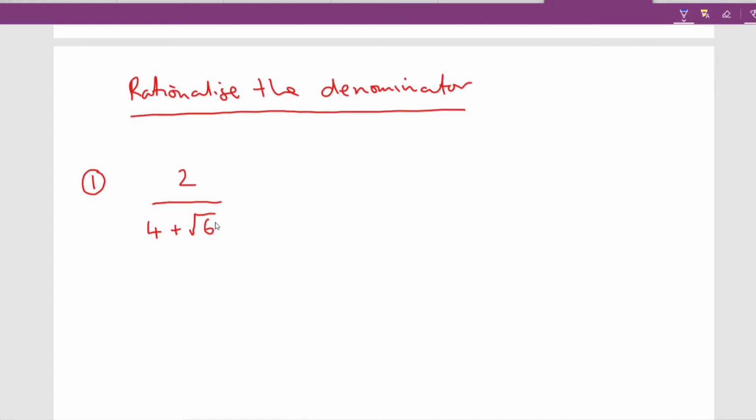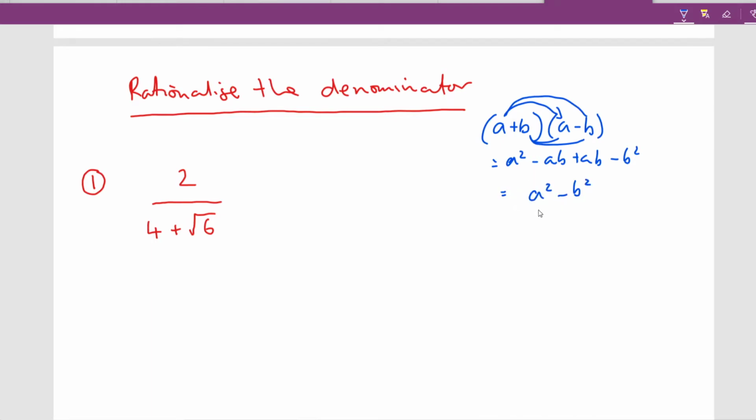So when we're rationalizing, one of the sections I mentioned earlier on, which is a key concept, is difference between two squares. When you do difference between two squares, if you get a plus b and times it by a minus b, you get a times a, which gives me a squared. A times minus b, which gives me minus ab, b times a, which gives me plus ab, and b times minus b gives me minus b squared. So the middle term cancels, and what you end up getting is a squared minus b squared. Now this is a very important concept of what we're doing now. What's happened is the middle term has gone, and you just ended up with difference between two squares.